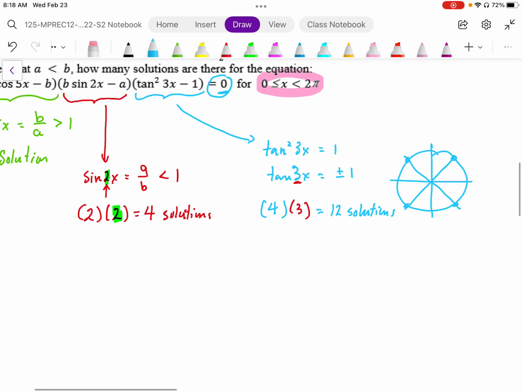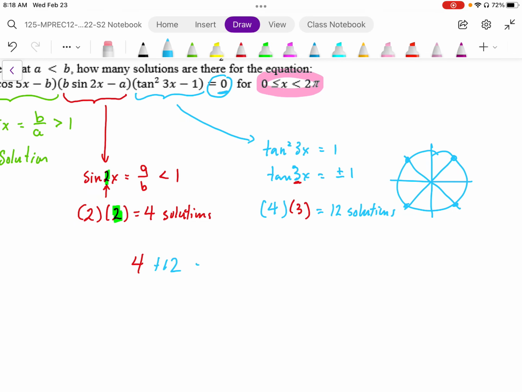Okay, so adding this all up, we're going to have 4 solutions from the sine plus 12 solutions from the tan. That's going to give us a total of 16 solutions in total.